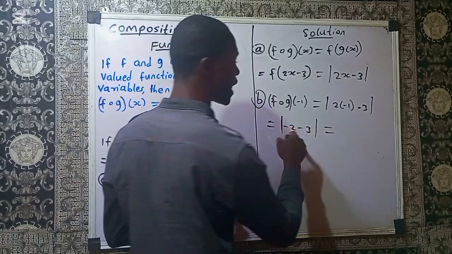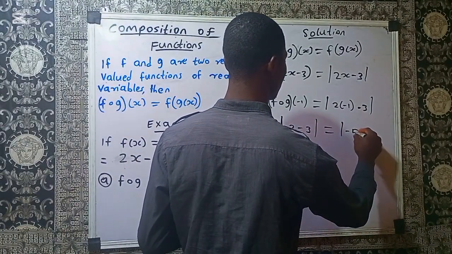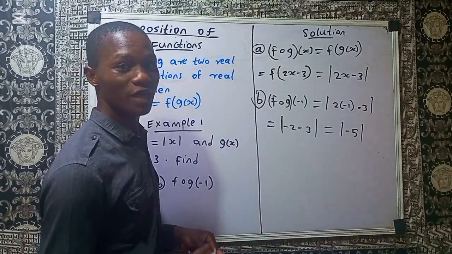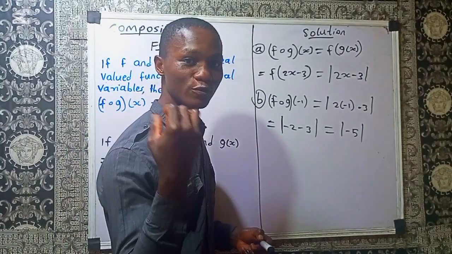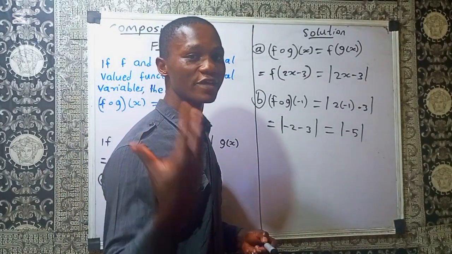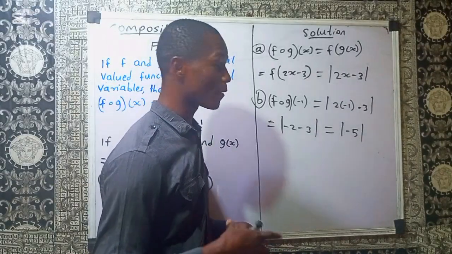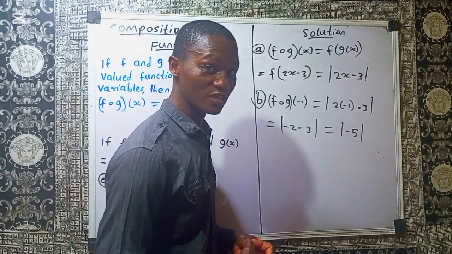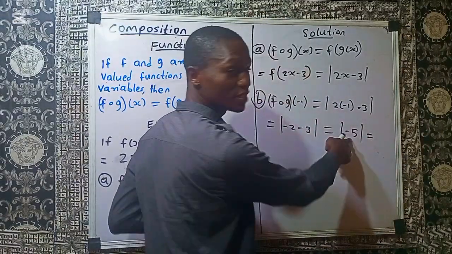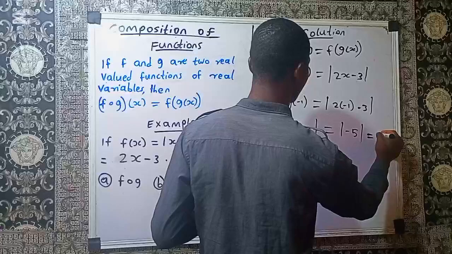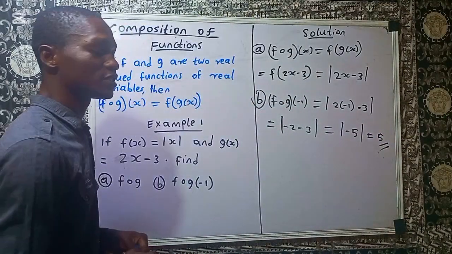But minus 2 minus 3 is what? Minus 5. So we are having absolute value of minus 5. For we know that absolute value of anything must be positive. If you have a negative number inside the absolute value, the result is the positive of that number. If you have a positive number inside the absolute value, the result is that positive number. So the result of this is positive 5, not the negative. So positive 5.